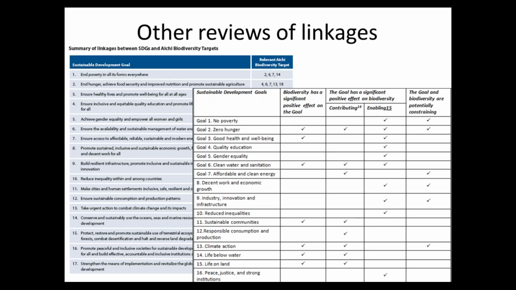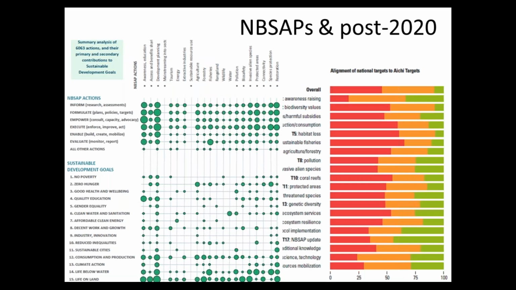There were a number of other studies that have been done as well, some showing the strength of the role of biodiversity within achieving the SDGs, etc. And this is then translated into, well, what does that mean in terms of national implementation, and what is the role for NBSAPs?